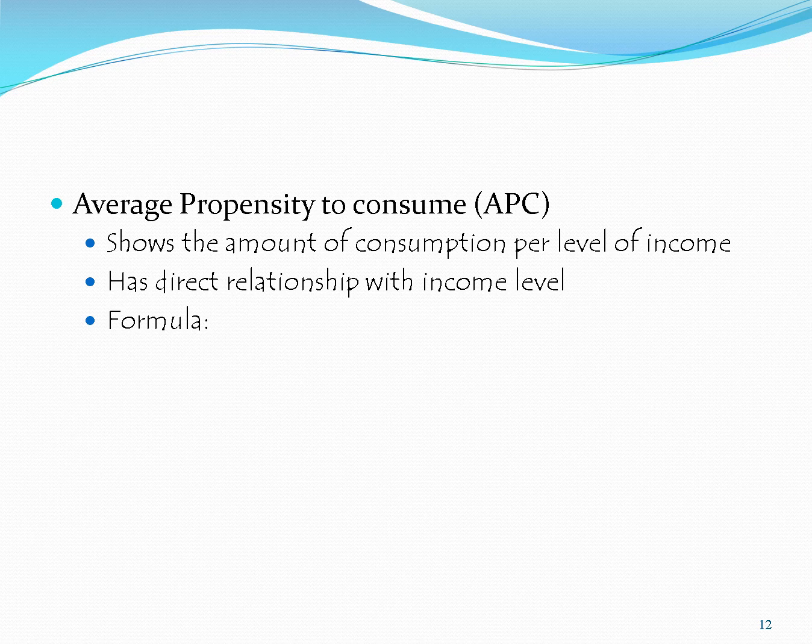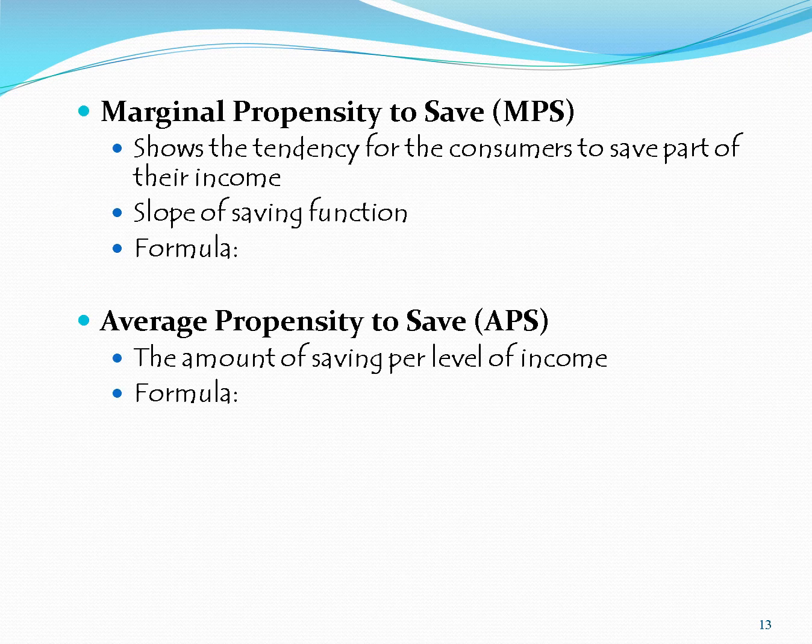So there is an MPC, and we also have APC, the average propensity to consume. It shows the amounts of consumption per levels of income, and has a direct relationship with income level. Okay, marginal propensity to save. We have MPS, we have MPC, we have APS, and we also have APC.